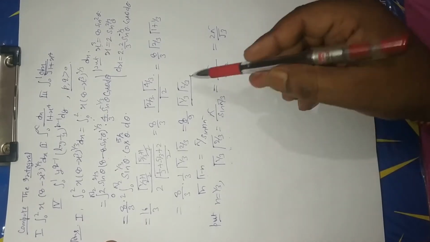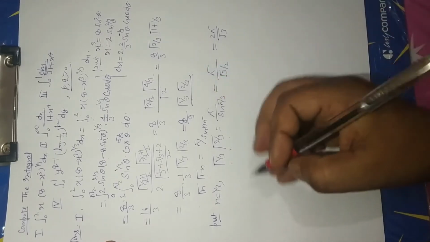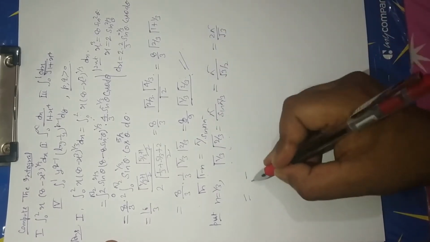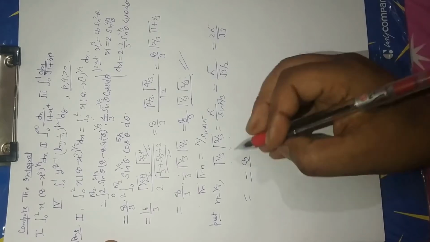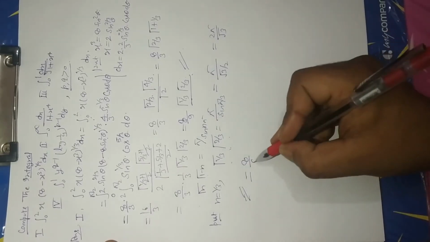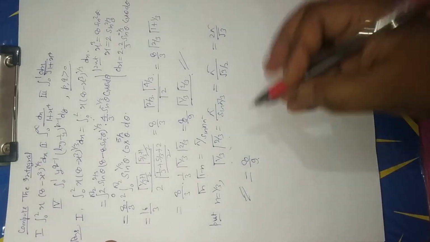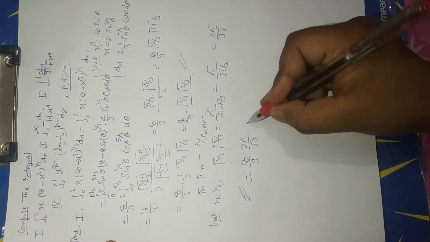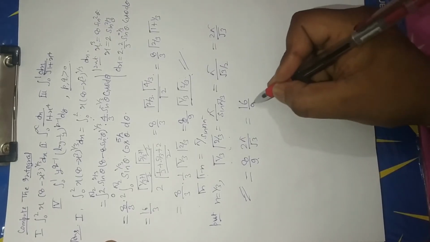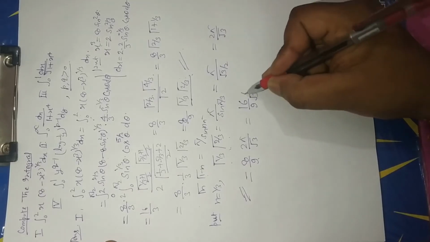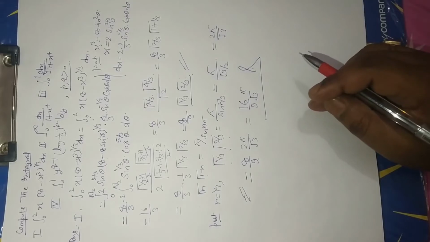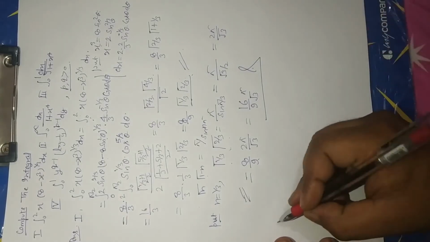Now the value of this put in this, then we get 8/9 times 2π/√3. This is equal to 16π / (9√3). This is the complete answer.